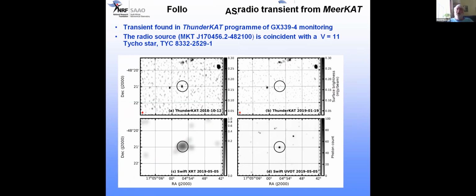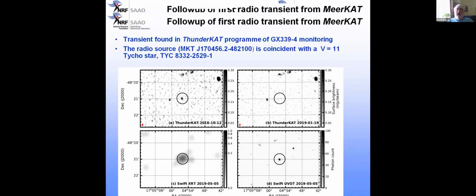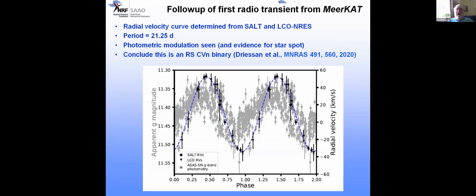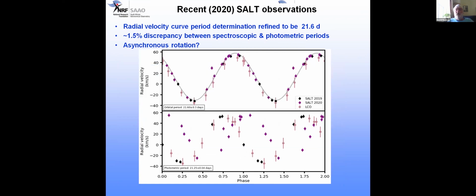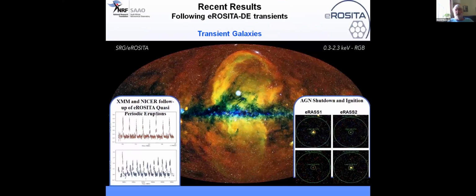This is just an interesting ThunderCat result. So this was the first radio transient, which was found to be a 21-day binary, and therefore probably an active, highly spotted star, an RS CVn system, where SALT produced a nice radial velocity curve. And in the original paper, we claimed it was a 0.25-day period, but later observations have refined the radial velocity, and there's a definite difference between the spectroscopic and photometric period, which is an indicator of asynchronous rotation.